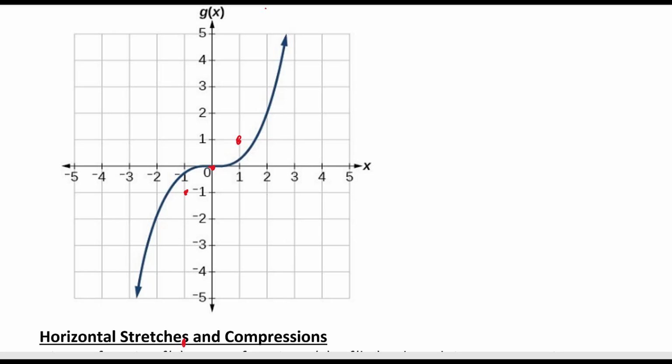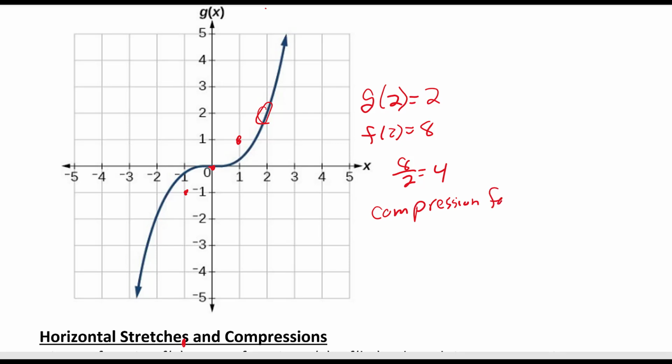So I think the real helpful part is this right there. So g of 2 equals 2, where f of 2 would have been 8. So what is 8 divided by 2? It's 4. So the compression factor, because you can see it's obviously compressed since it's squished more than the original, the compression factor is 1/4.